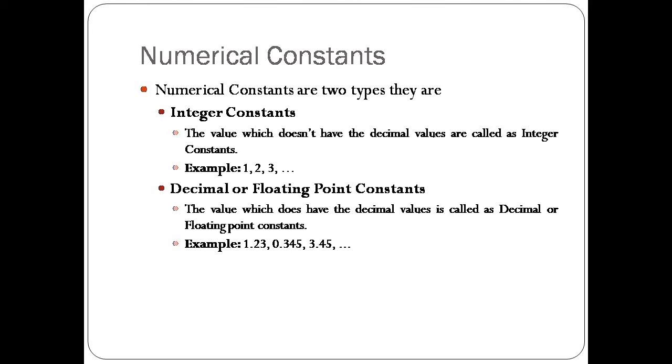A value which does not have decimal values is called an integer constant. For example, -1, -2, -3, 0, 1, 2, 3, and so on. A value which has decimal positions in it is called a decimal or floating point constant. For example, 1.23, 0.345, 3.45, and so on.